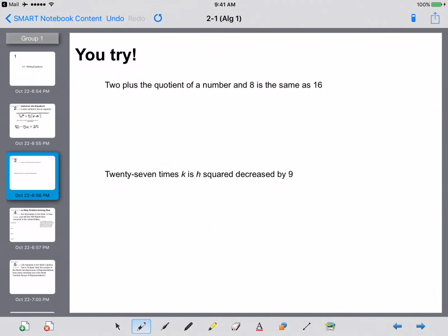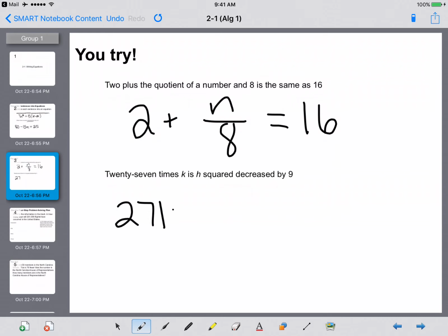Okay, you try these ones and check with me. So 2 plus the quotient of a number and 8. So 2 plus the quotient is dividing a number and 8 is the same as 16. Here, 27 times k is, so 27k is h squared decreased by 9. Boom.